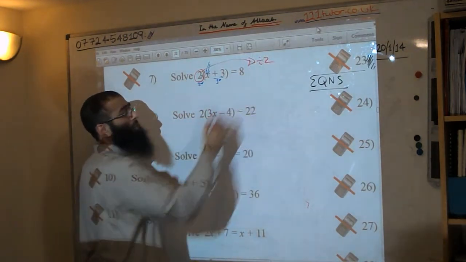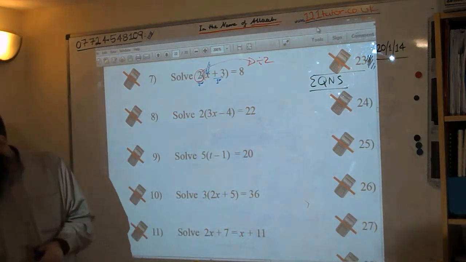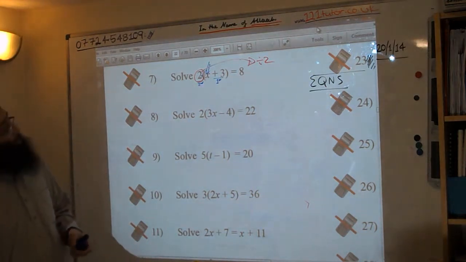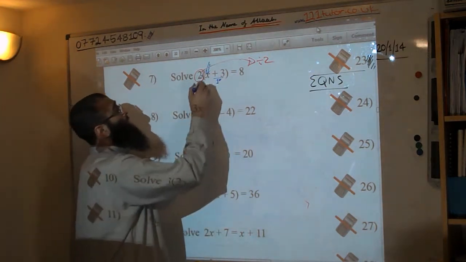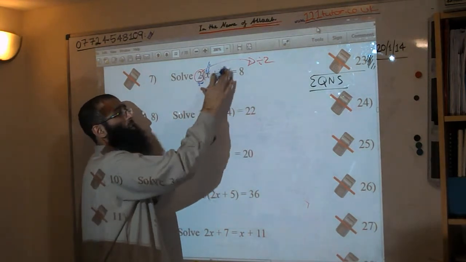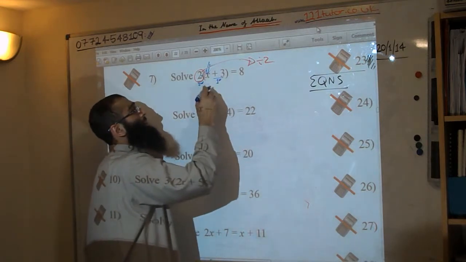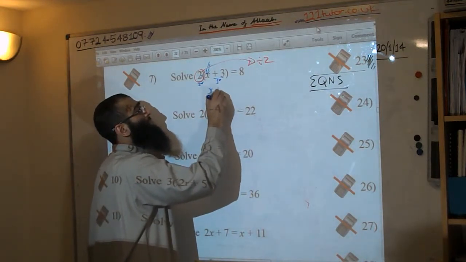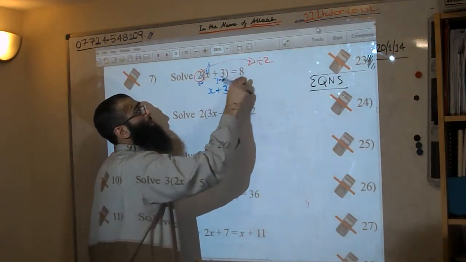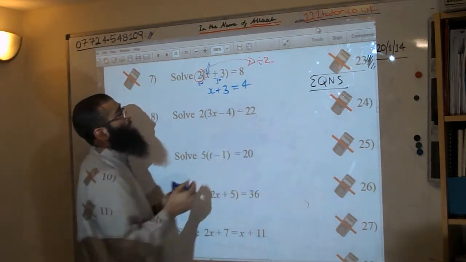Divided by 2. Okay. So now we have left over... once the multiply by 2 goes, the brackets go as well, because the multiply by 2 is holding everything together with the brackets. So now the brackets are no longer necessary. So 8 divided by 2 is 4.